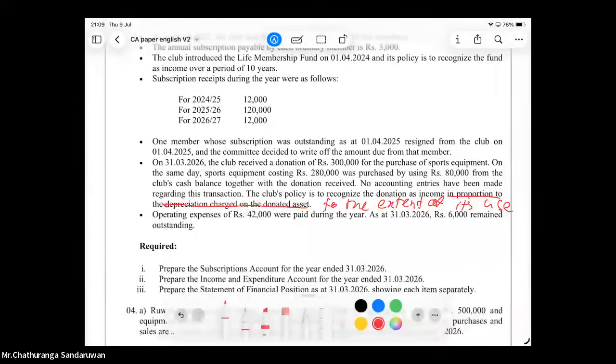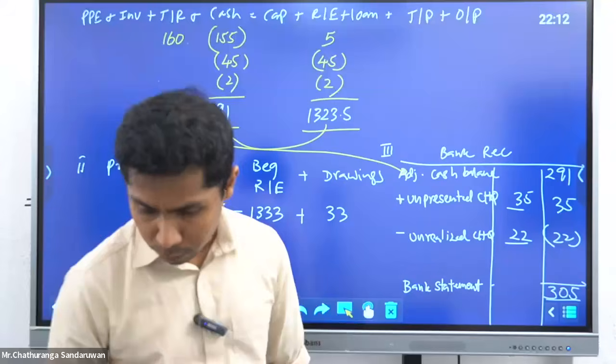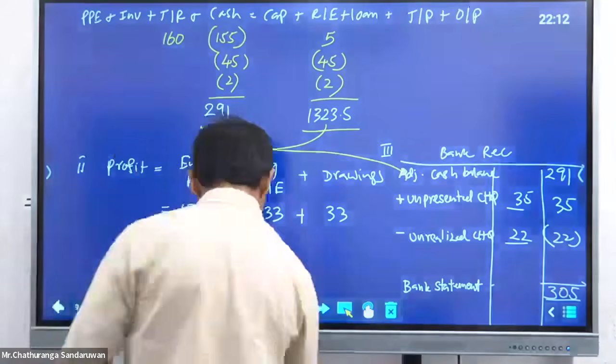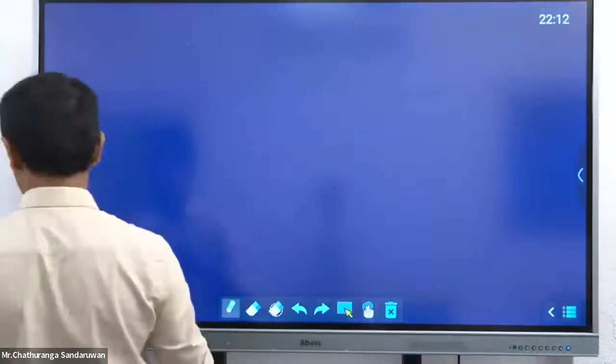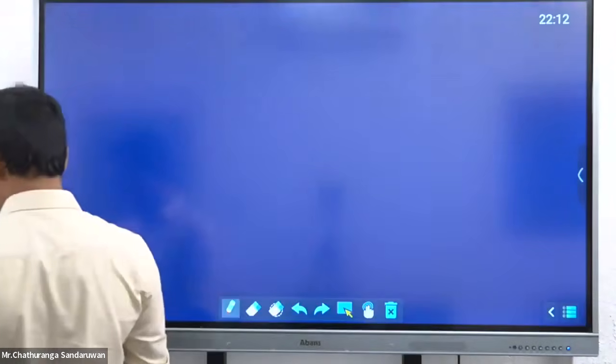All right. Okay, so they are asking for the subscription account, income and expenditure account, and SOFP as well. Okay, shall we do it quickly? Part B.